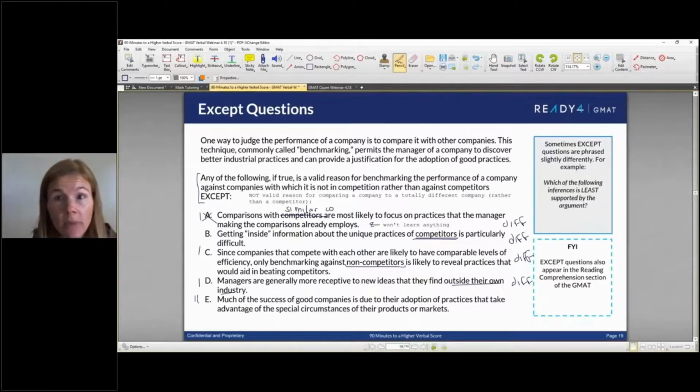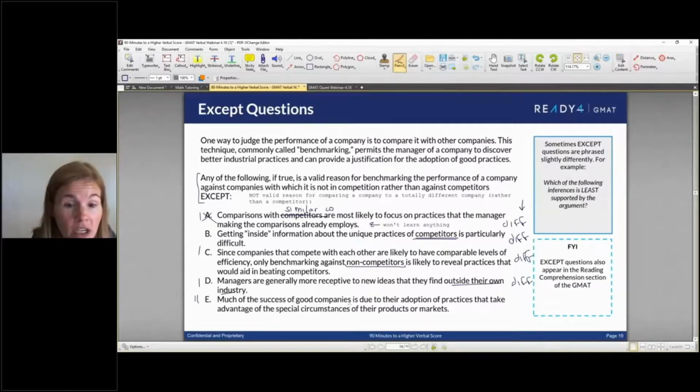Finally, we get to E, and I hope E is going to be the other way, right? Because again, the odd man out is the one we're interested in. And right now we have 4 statements that all argue in favor of comparing yourself to different types of companies. E says much of the success of good companies is due to their adoption of practices that take advantage of the special circumstances of their products or markets.